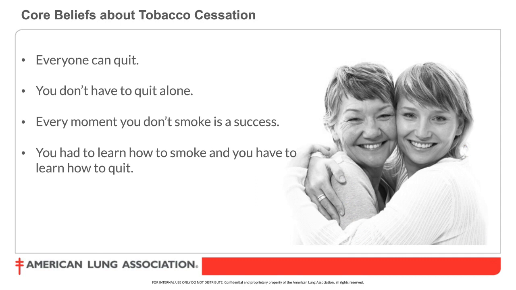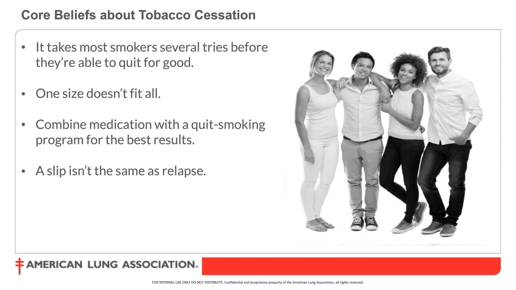1, everyone can quit. 2, you don't have to quit alone. 3, every moment you don't smoke is a success. 4, you had to learn how to smoke, so you have to learn how to quit. 5, it takes most smokers several tries before they're able to quit for good. 6, one size does not fit all. 7, combine medication with a quit smoking program for the best results. 8, a slip isn't the same as a relapse.